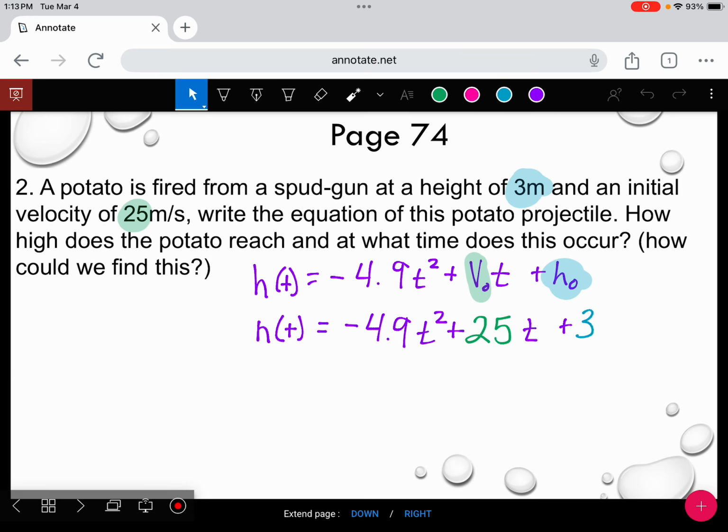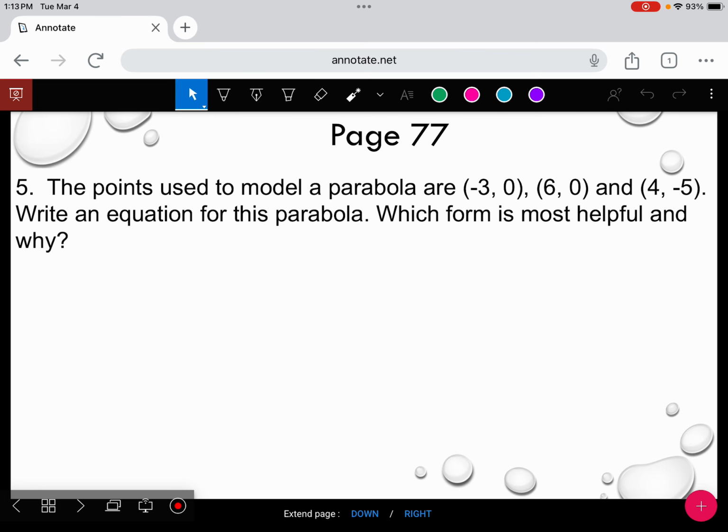So what we're going to do next is skip page 75 and 76 and 77 for right now. Wait. No, 77 is where we're at. We're going to skip 75 and 76 for a minute. I think we're working with those tomorrow. But I want us to look at number 5 on page 77. It's the very top one.